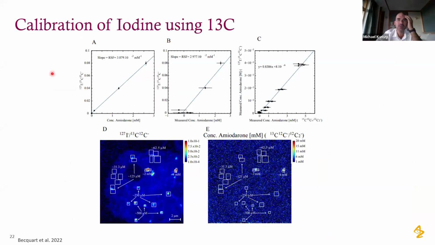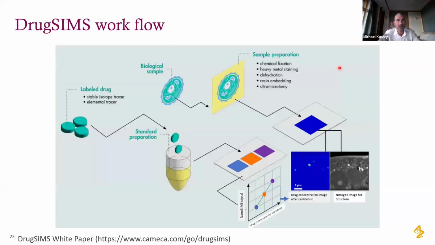And so what we did was we synthesized the carbon 13 labeled amiodarone, this drug that contains iodine, and we loaded it into a cell, and then we measured both the C13 concentration, and then we measured the iodine signal. And then from there, we were able to create a calibration curve for the second labeling strategy. And so now we could use this method basically to validate lots of labeling strategies that we would like to use in the future. And so we call this kind of the drug SIMS workflow.